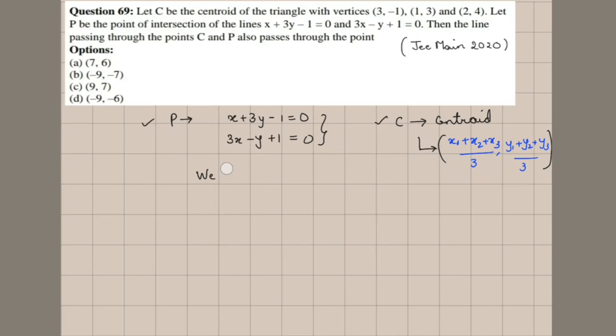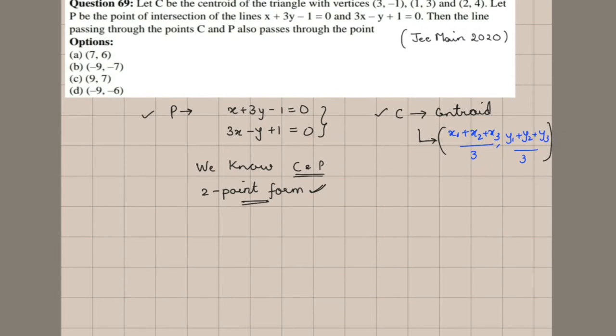We know C and P. Now we need to find the line passing through these 2 points. When 2 points are given, we know that we can find the equation of the line by the 2-point form. So we get the line, and now you need to check which of these points lie on that line. So clear. Let's find this.